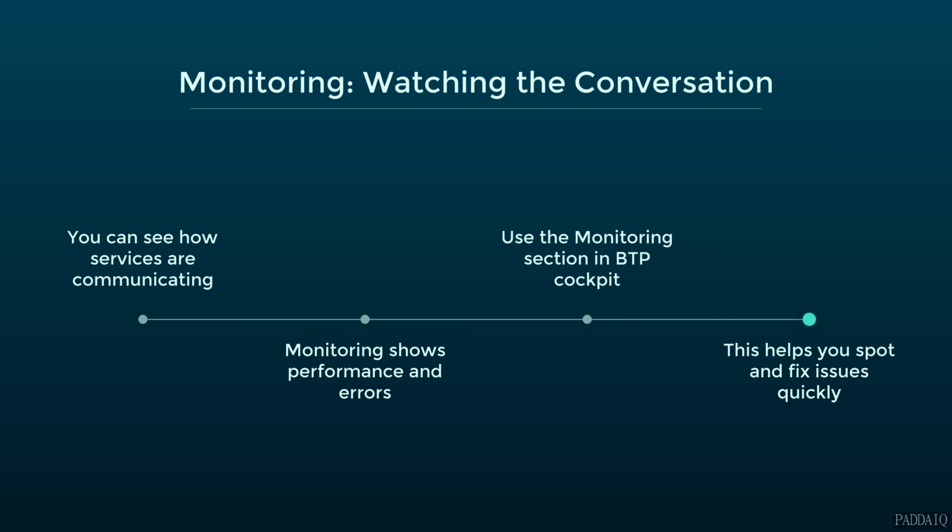This helps you spot and fix issues quickly. It means monitoring tools alert you when something goes wrong, so you can address it immediately. For example, if a payment process slows down, you get notified and can resolve it before customers notice. Staying proactive like this ensures your applications run smoothly and reliably.